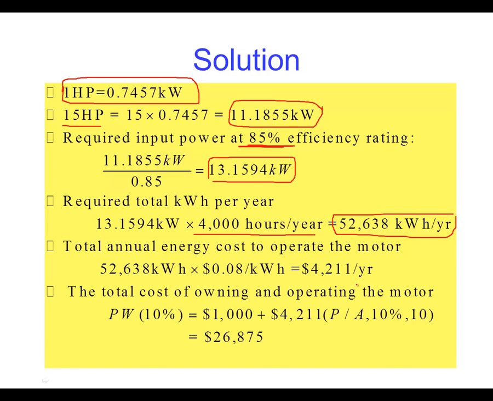If the cost of that machine is 1,000 and the operating power cost needed is $4,211 per year over 10 years, we calculate that amount, and that will equal $26,875. This is the present worth of buying and operating this machine for 10 years.